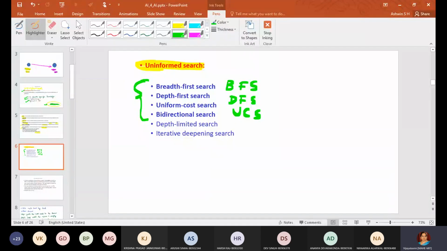I'll be discussing these four search strategies in detail. What is BFS? What is DFS? What is uniform cost search? And what is bidirectional search? How do these search strategies matter when you are given a graph or a tree, and how are you going to do the search from a start node if you want to reach some node? It may be mentioned as a goal node, or it may not be mentioned. So I will explain how to find a particular node using these techniques.